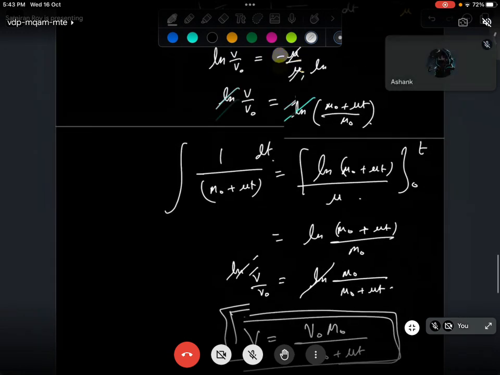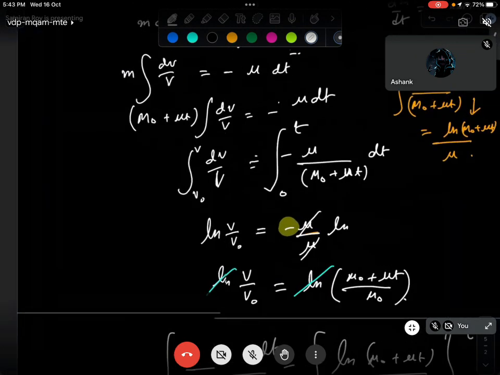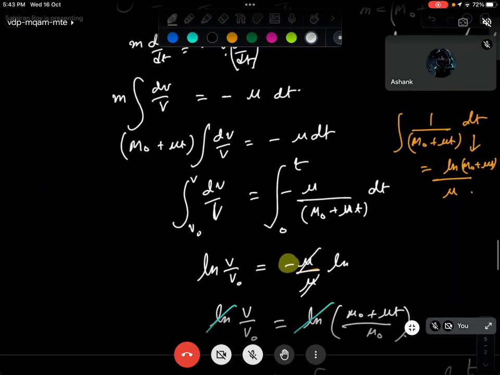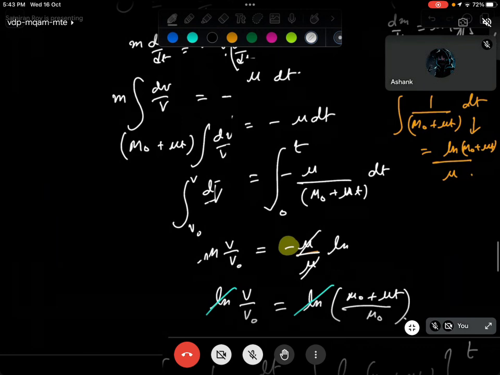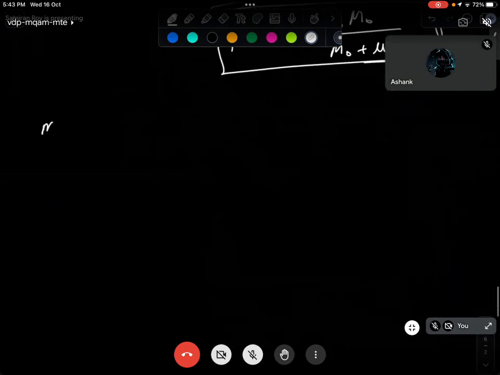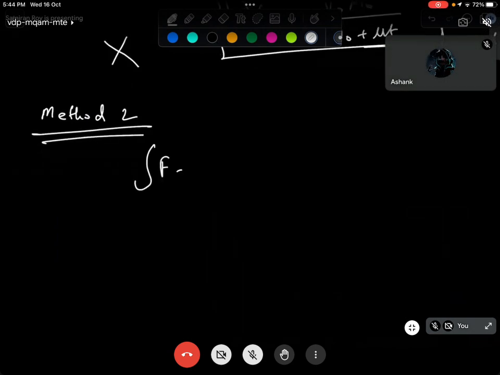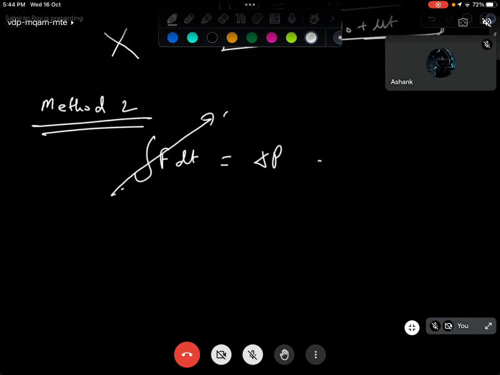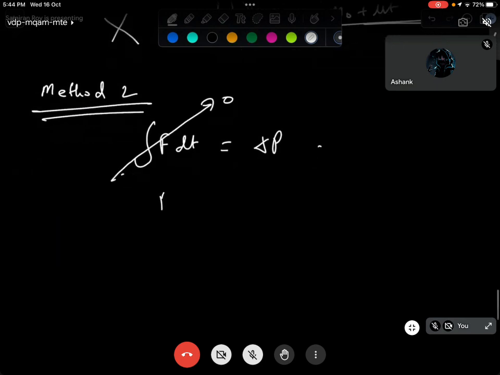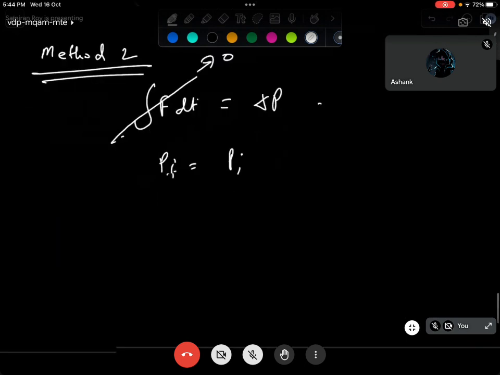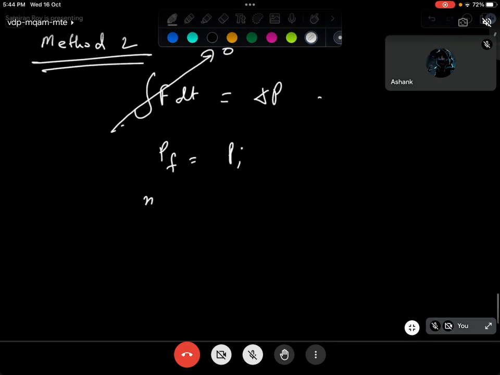That's what you are practicing now, no? I'll tell you another method. Method 2. Don't do this. Method 2: integration of F dt equals delta p. This is 0, because the external force is 0. So can I write p final equals p initial? What is p final? Final mass times final velocity equals initial mass times initial velocity.